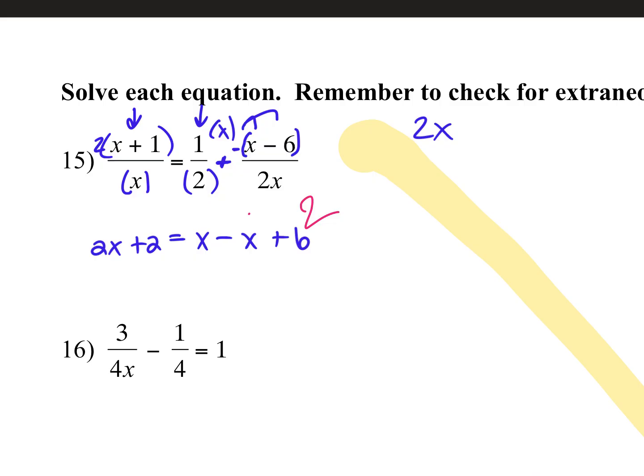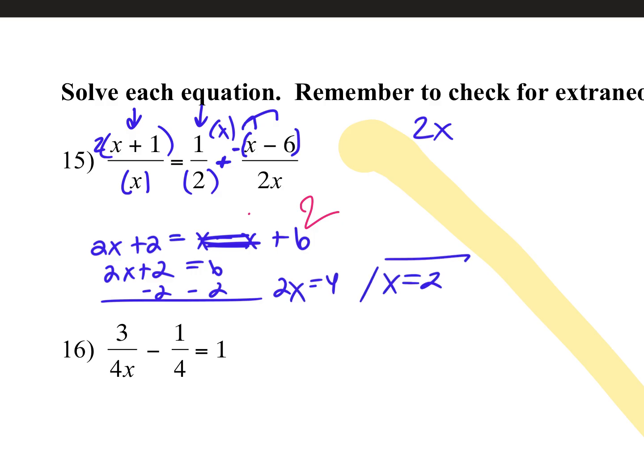So we'll combine like terms. On the left-hand side, I have 2x plus 2. On the right-hand side, what happens with x minus x? It cancels. Equals 6. And then I'm going to subtract 2 from both sides. So 2x equals 4. So what's x equal? 2? All right, so here, this is what I want you guys to understand.